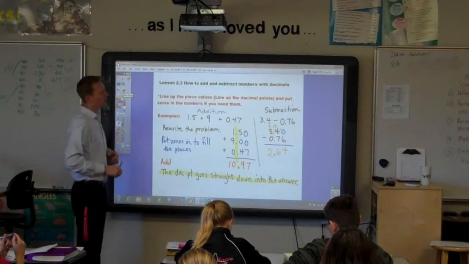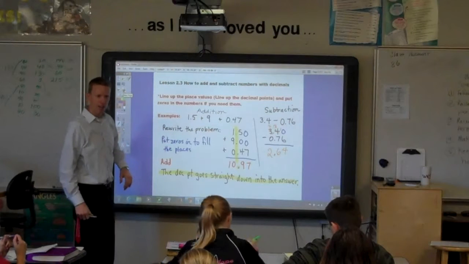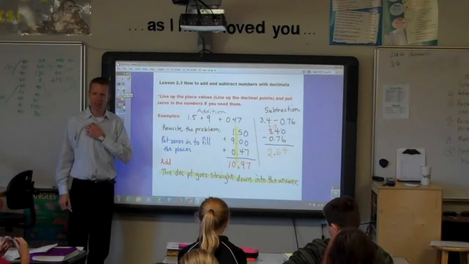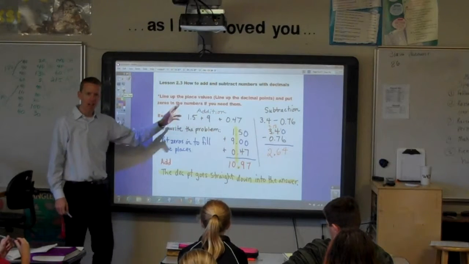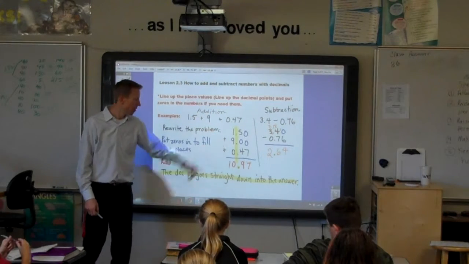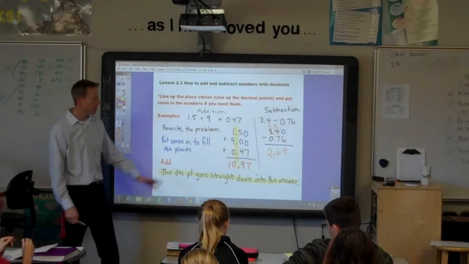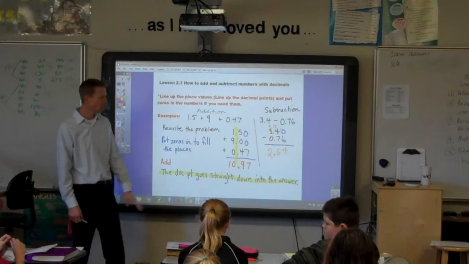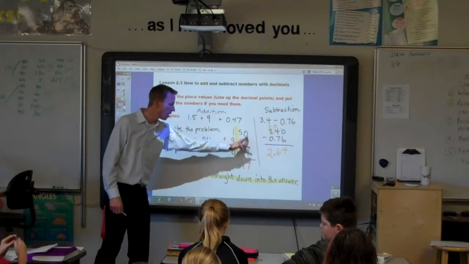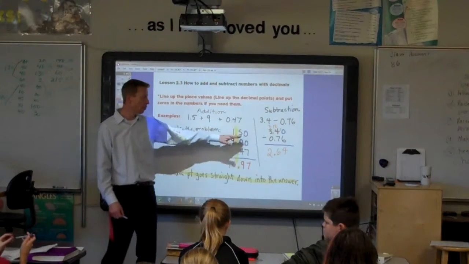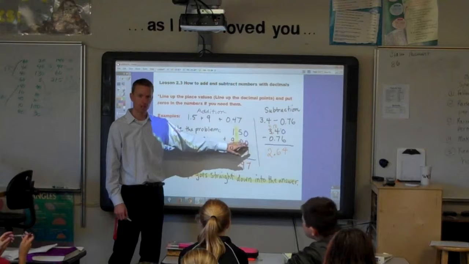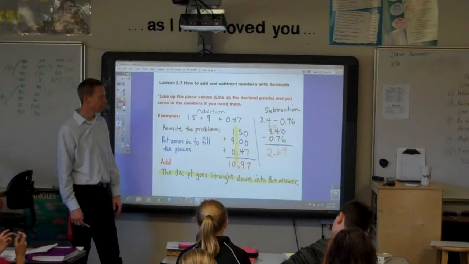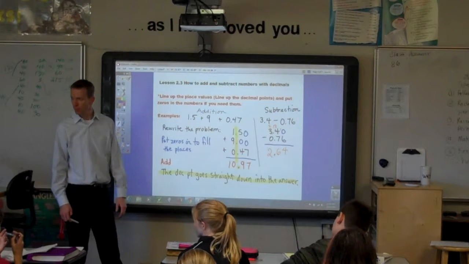So, then we went on to adding and subtracting numbers with decimal points. And what do we have to remember to do when we're doing this? Line up the what? Line up the decimal points and line up the places. Okay, so the tenths places are all lined up. The hundredths places are all lined up. You may have to put some zeros on the ends of the numbers in order to be able to add or subtract. Okay?